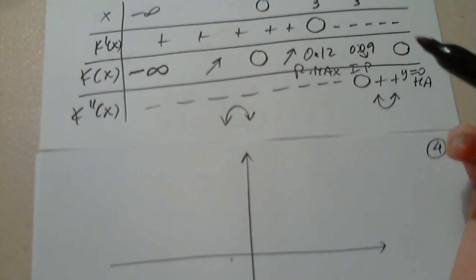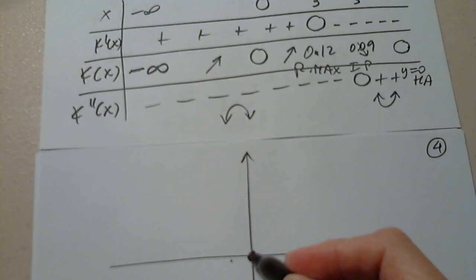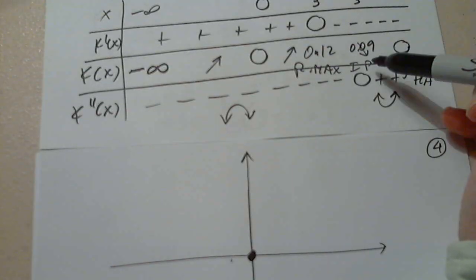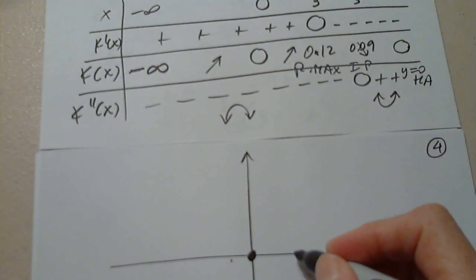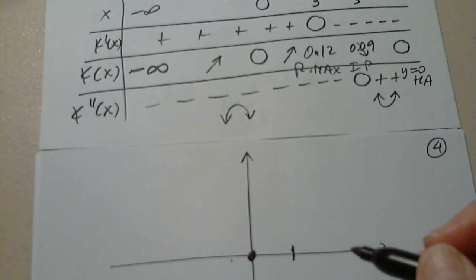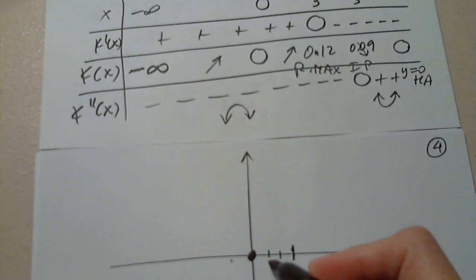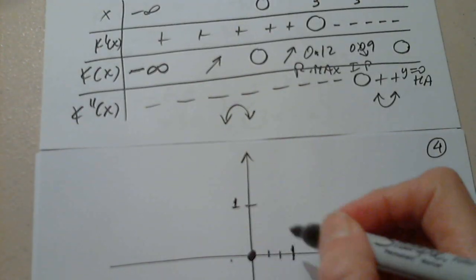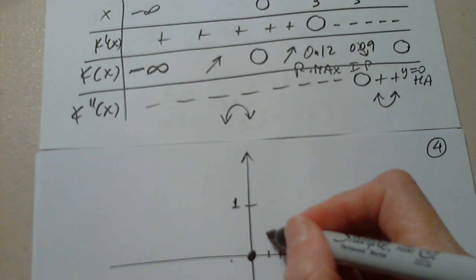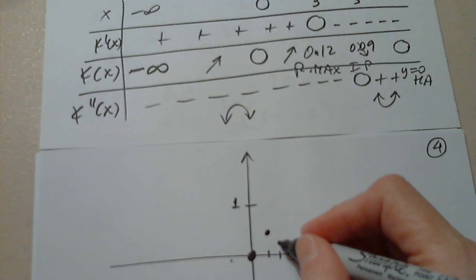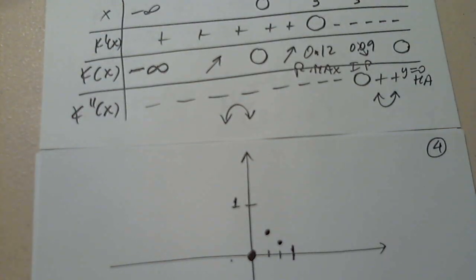Okay, so I have 0, 0. I have 1/3 whatever this is and 2/3 whatever this is. Okay, I don't even know how to. So if I say that this is 1, I'm going to say that this is 1/3, and I'm going to say that this is 1, and 0.12 I'm going to make it, I don't know, here, and 0.09 I'm going to make it here. Okay. So, and this is a horizontal asymptote.